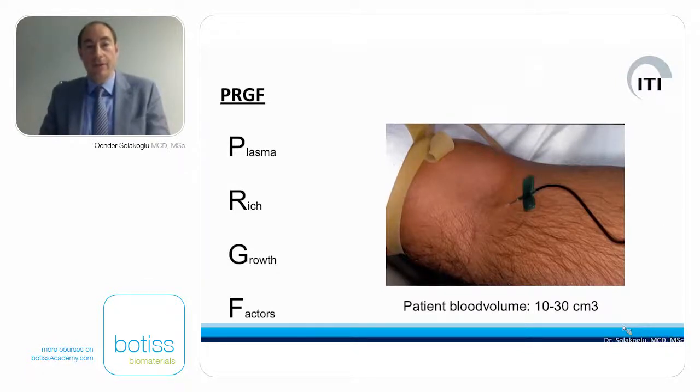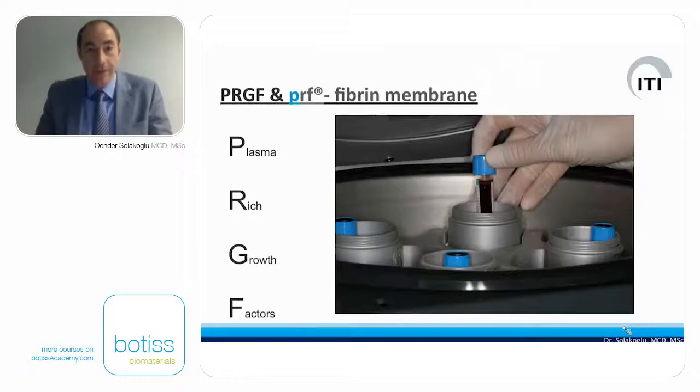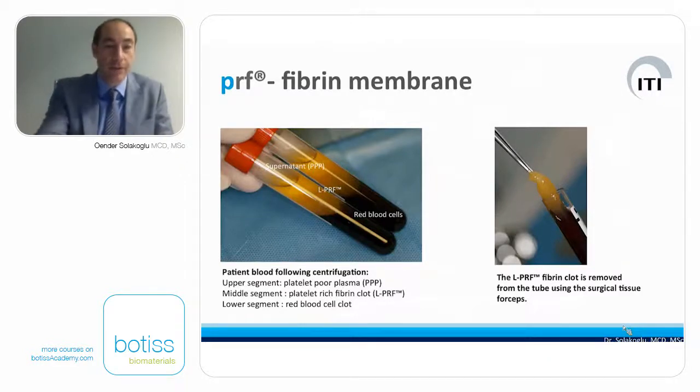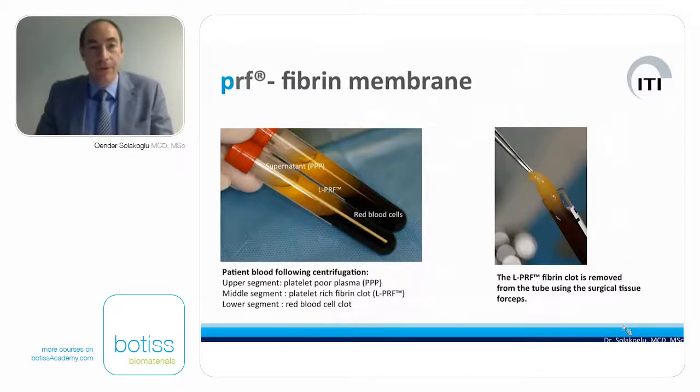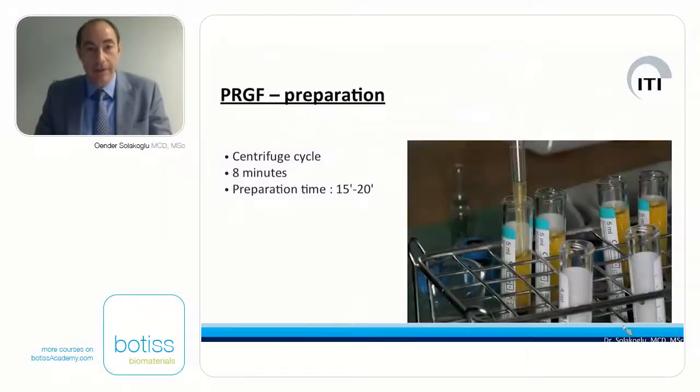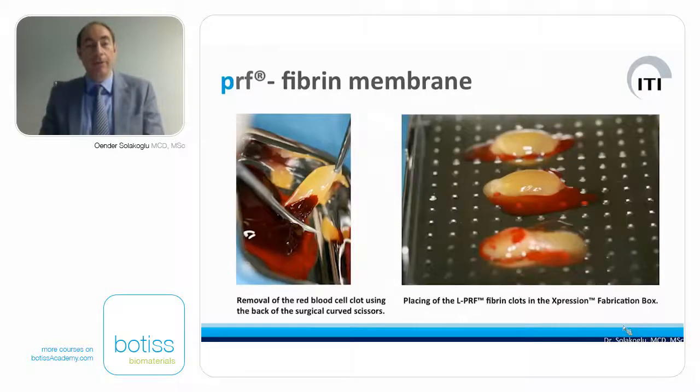Using the PRGF is, from my point of view, a very, very nice and easy addition to all these bone grafting techniques. We harvest a little bit of the patient's own blood. It will be centrifuged, and using those valves here, you can use them for the PRF fibrin membrane, as you can see on the right side. And then we will harvest the patient's own growth factors and mix it with the bone grafting material.